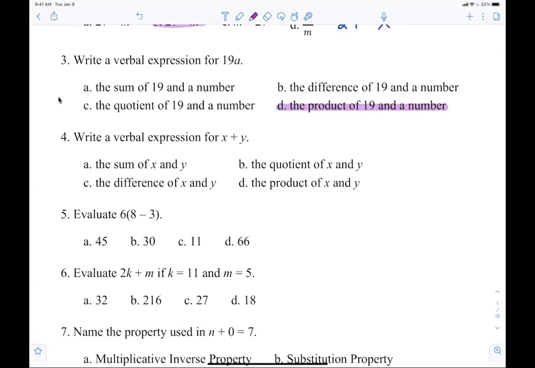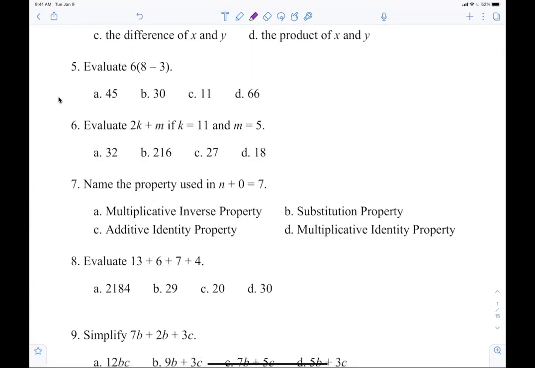For number 4, x plus y. Yep, sum of x and y. Totally good with that, guys. And again, I'm really just hoping you're kind of checking them off. Yes, I knew those 4 for 4. Like this is your exam.